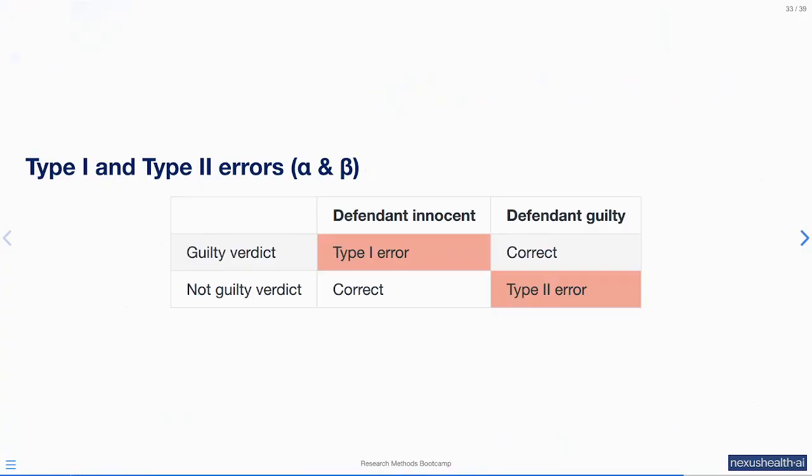This 2 by 2 table tries to help us illustrate what type 1 and type 2 errors are. So consider that in a courtroom, the judge has to arrive at a verdict. And the truth is that the defendant is innocent. If the judge renders a guilty verdict when in truth the defendant is innocent, the judge has committed a type 1 error. If the judge renders a not guilty verdict when in truth the defendant is guilty, then the judge has committed a type 2 error.